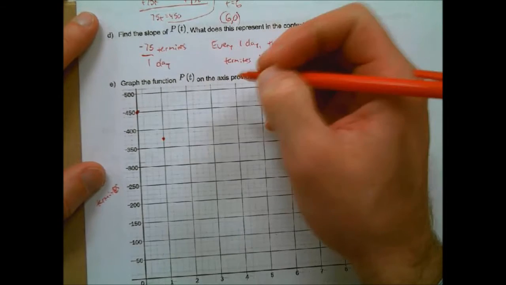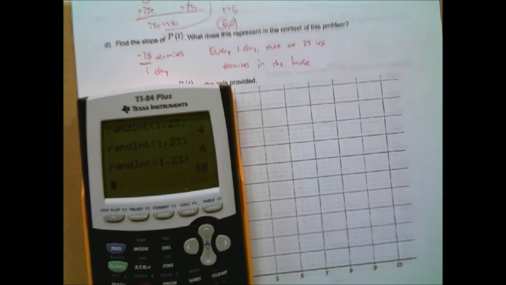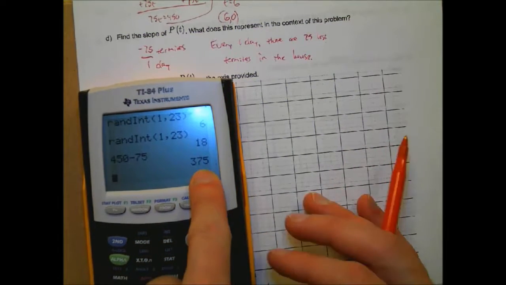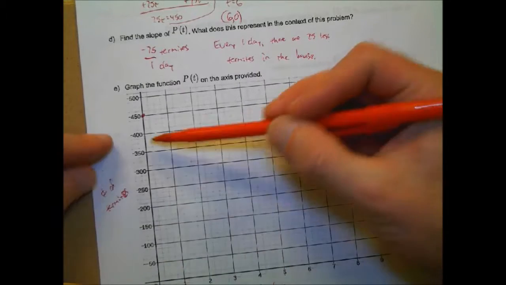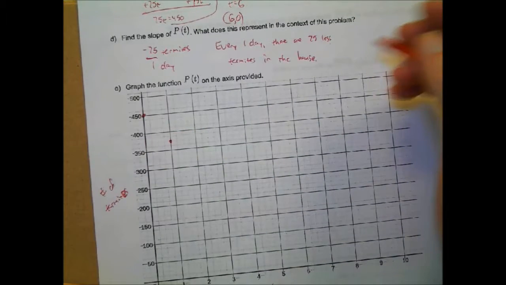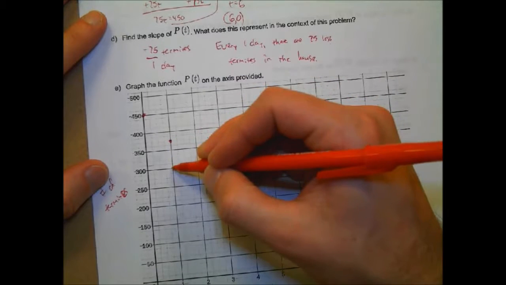So you guys get that? From 450 minus 75, we're now at 375 after day 1. So 375 is halfway between the 350 and the 400 here. Now we can keep doing that, so we can go down another 75. That'll take us down to 300, and then over 1.